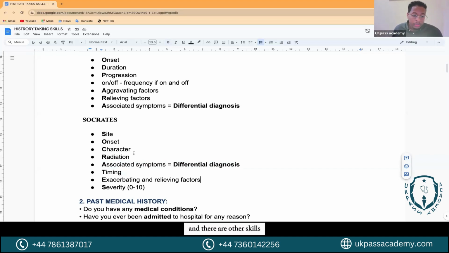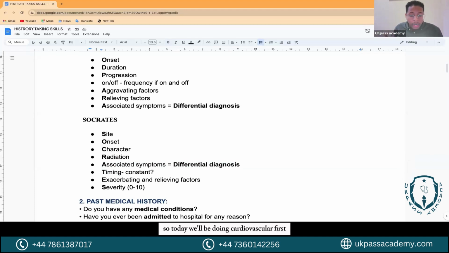And there are other skills. So you ask about the timing. Is your pain constant or on and off? Again, you ask, have you noticed anything that makes your pain worse? Anything that makes your pain better? And now you're paying attention to positions maybe, or different kinds of things. It depends on where the problem is.